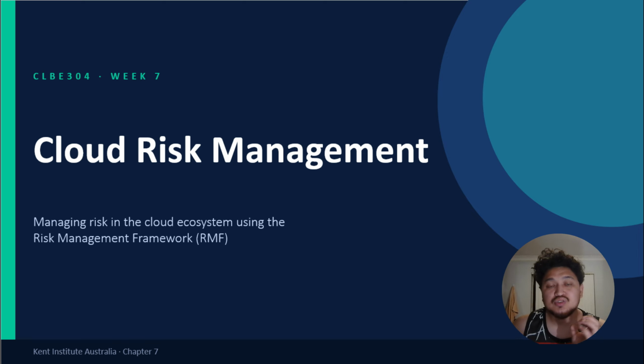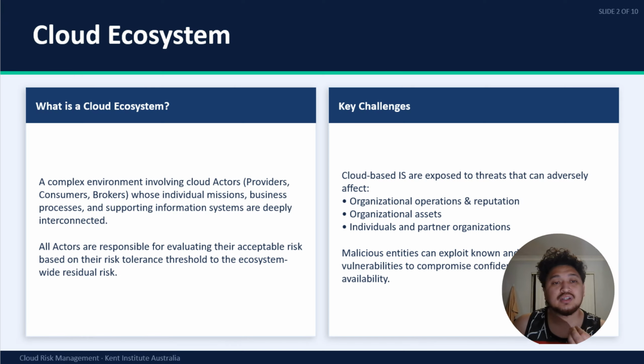In this presentation, drawing from chapter 7 of our unit material, or week 7 of our Cloud and Beyond course, we will cover 6 key areas: the cloud ecosystem, how to manage information security risks at the ecosystem level, the risk management framework, the specific steps within that framework, how the cloud providers manage risks, and finally the practical steps a customer takes when adopting a cloud-based solution. So let's get started. Moving to slide 2, we will be talking about the cloud ecosystem.